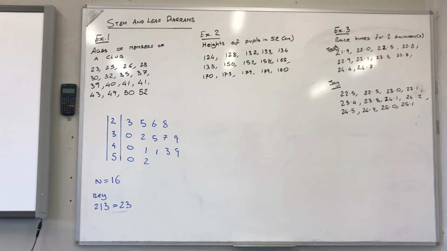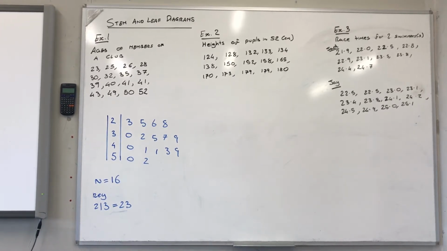Okay? So if you can see here in the next question, it's going to be heights of pupils in S2 again. I'm going to have to show a key that makes me understand, if I only saw the stem and leaf diagram, what I actually mean by the stem and leaf diagram.